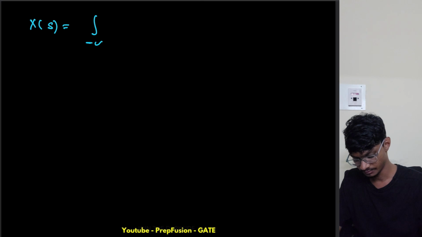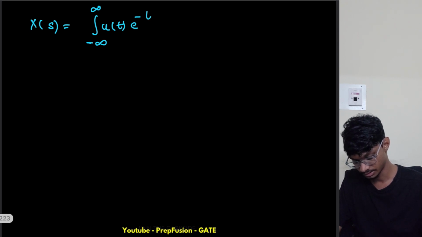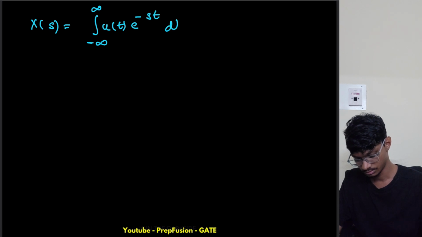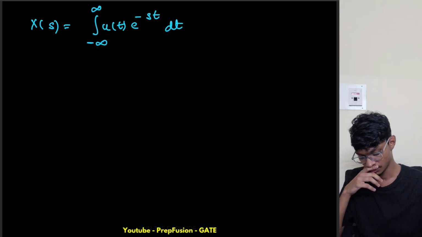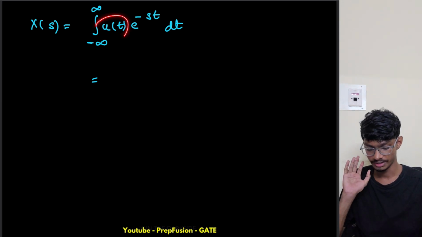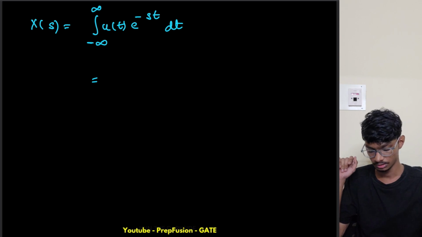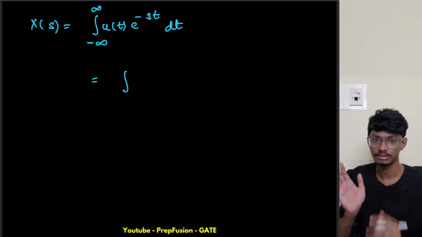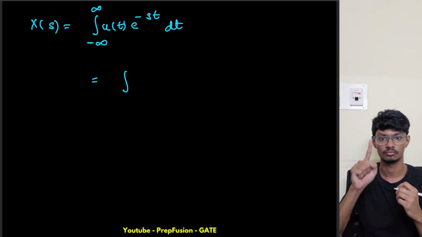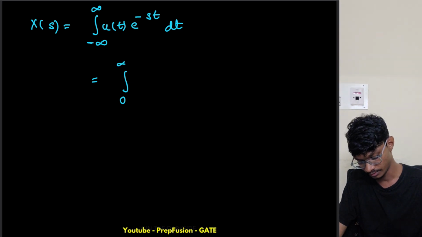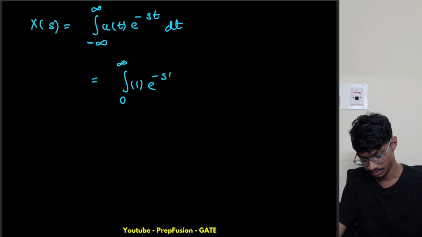X of s will be equal to the integration from minus infinity to infinity of u of t e raised to power minus st dt. This is the Laplace transform. u of t doesn't exist before t equals 0, so this integration will be 0 up until t equals 0. After t equals 0, u of t is 1 only, so we can replace it with 1. Between 0 to infinity we have e raised to power minus st dt.